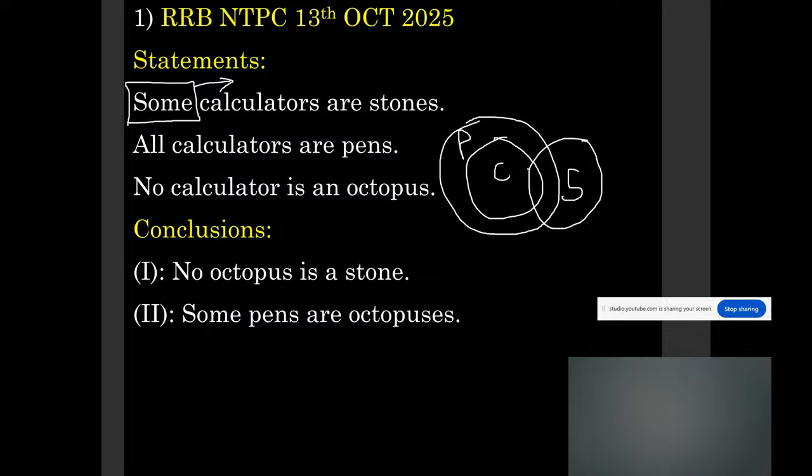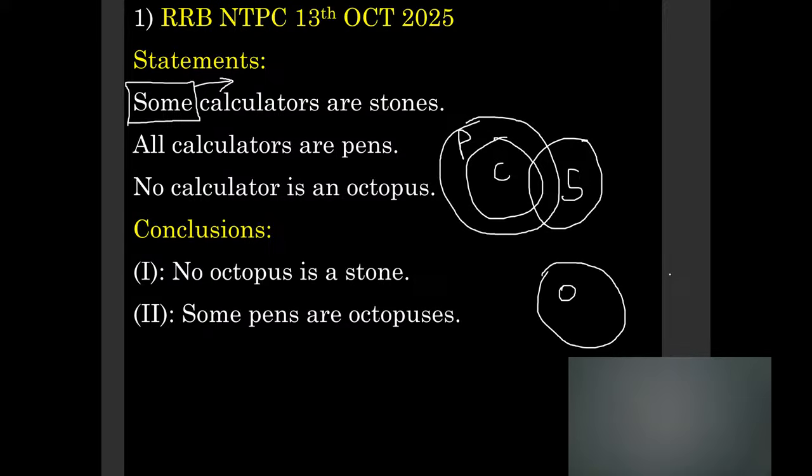Next, no calculator is an octopus. So no calculator is an octopus means you should take octopus circle separately. Okay, I am taking this octopus circle separately. No calculator is an octopus. So this is our minimum intersection diagram. From this, we should check for the conclusions.